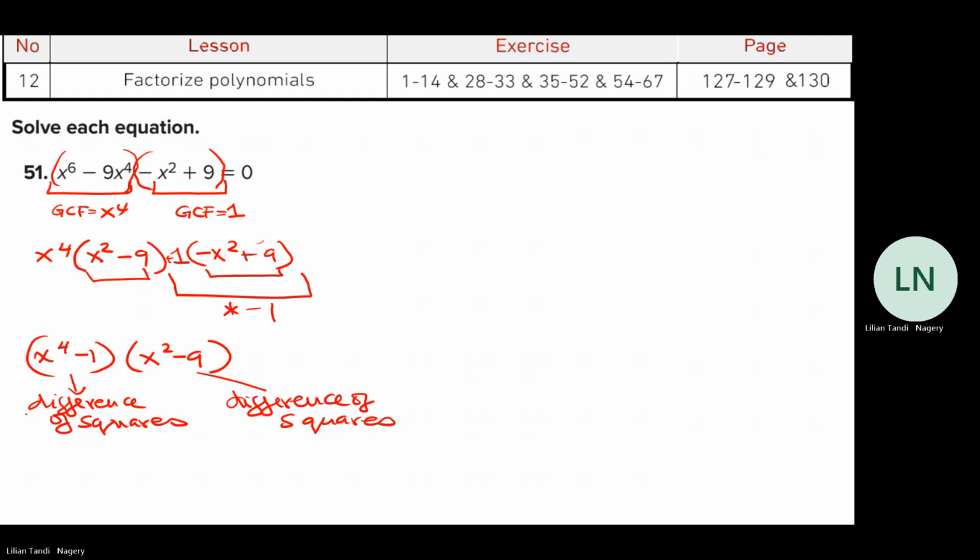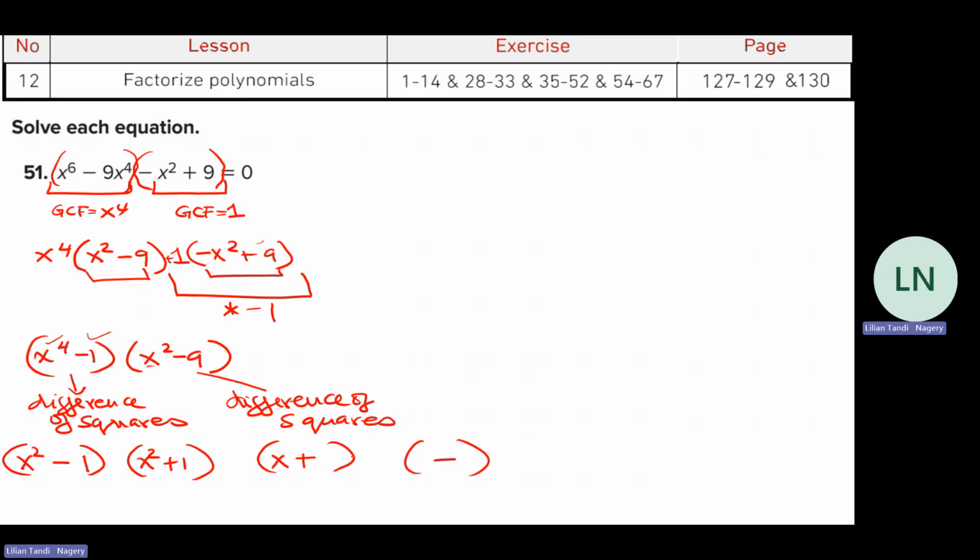Okay. So difference of squares, open two brackets. Find the square root of this and find the square root of that. So the square root of x to the 4th power is x squared, minus 1, and then x squared plus 1. Then here you're going to open two brackets. You do the same thing. Find the square root of this, which will be x, and the square root of that, which will be 3, and 3.